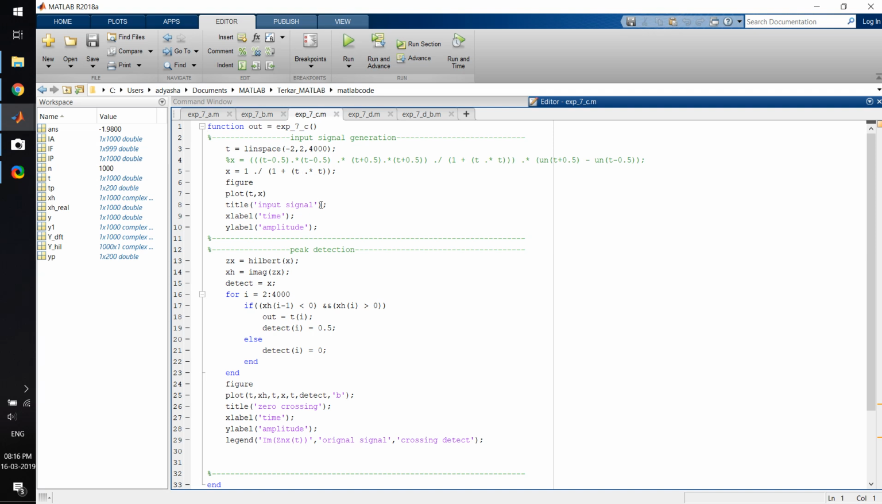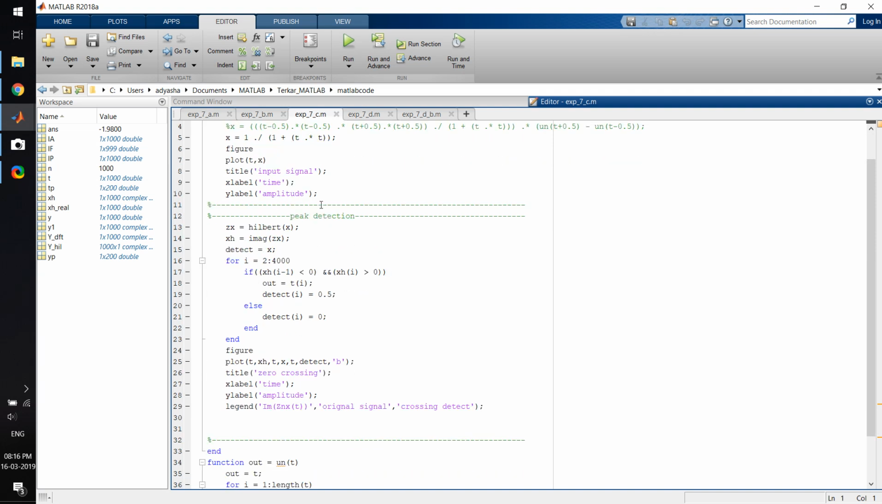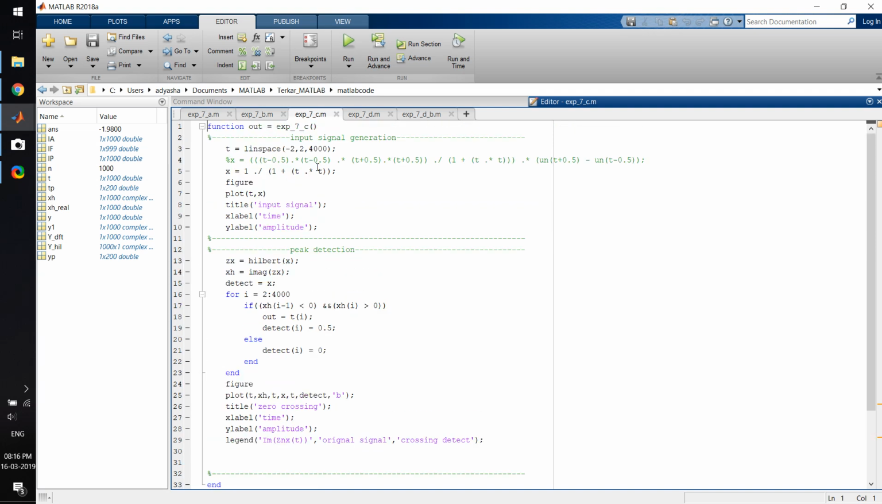So in this part of the experiment, I'll try to show that a peak in a signal can be detected using Hilbert transform and taking the imaginary part of the Hilbert transform. So this is implemented this way: Zx, which is the Hilbert transform of x, while x is a signal that I have generated, which is nothing but 1 by 1 plus t square.